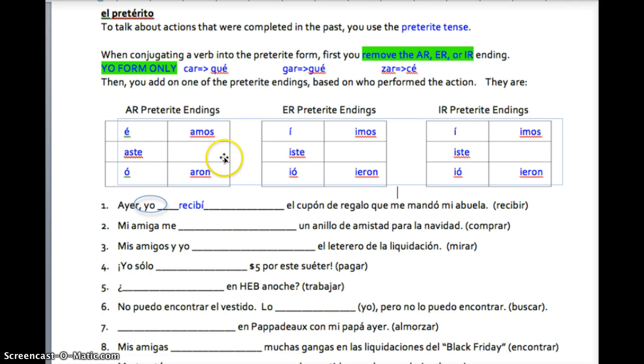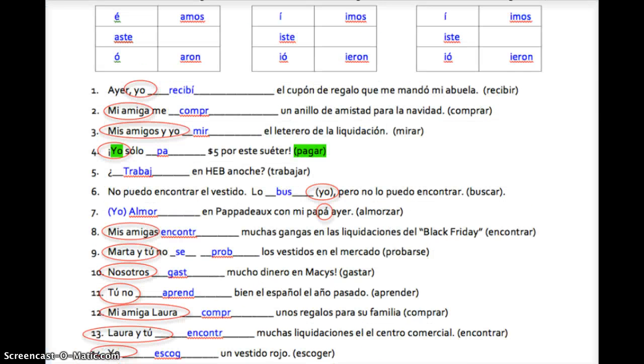But don't forget that you need to ask yourself the question. There's 2 things that have to happen. Is it a car, gar, or zar verb? And that's easy to tell. If it is, put a little check mark next to it or highlight it. But then you also have to look over here and say, is it in the yo form? If it is, great, we got something special going on. If it's not, then don't worry about it, and it's a regular verb and you conjugate it the way you normally would. Okay?